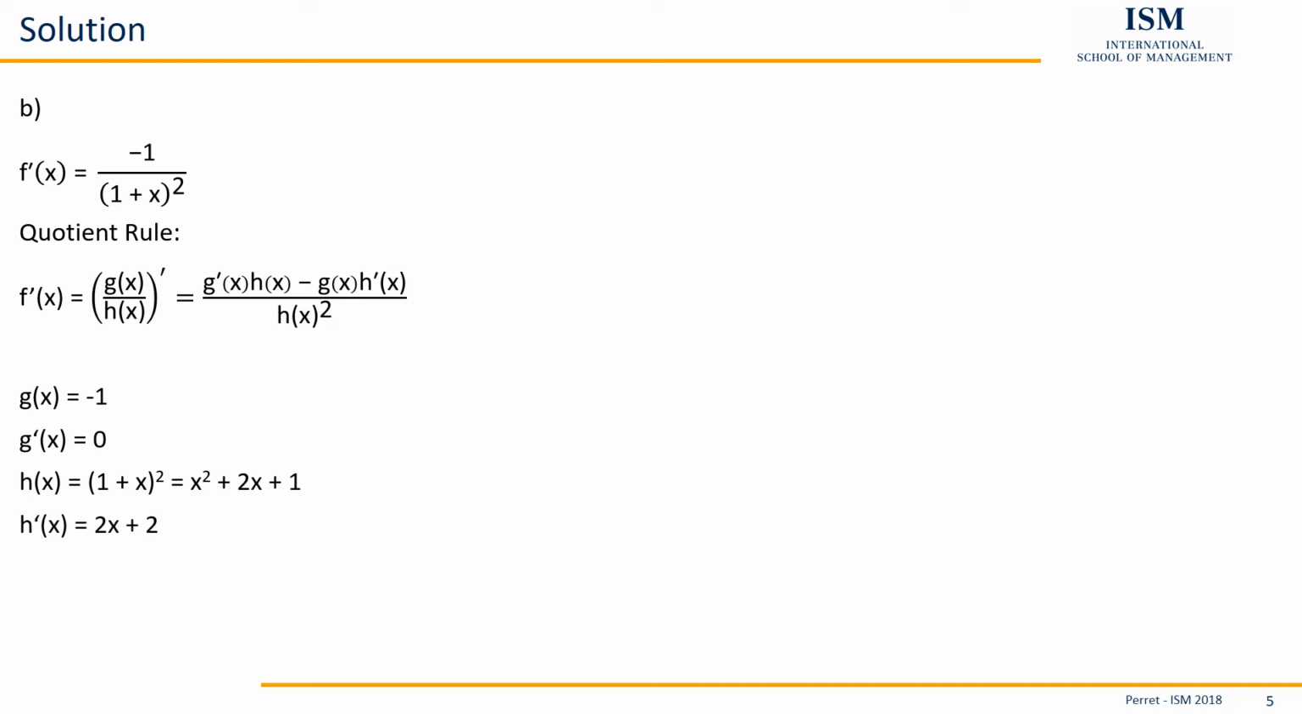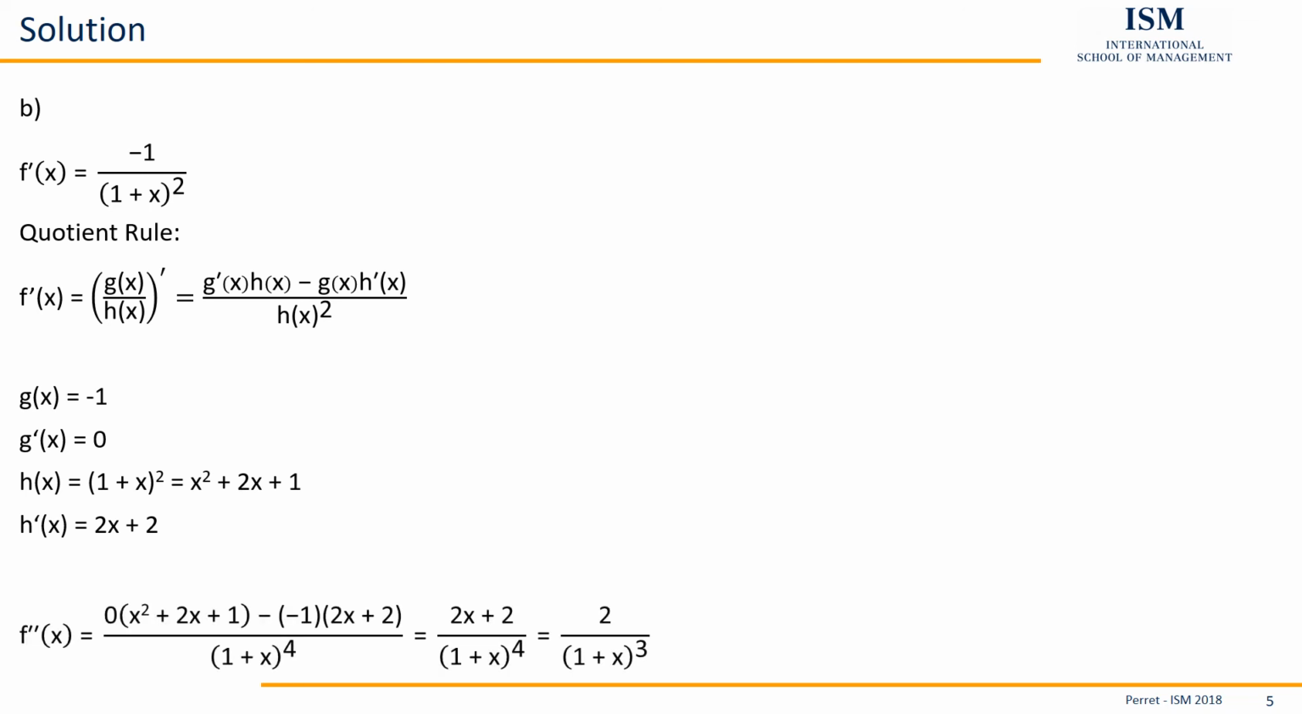So we combine this again. So again, the derivative of g being 0 times h, so this is omitted, minus, then we have g, so minus 1, times 2x plus 2, so it's only 2x plus 2 above the fraction line. And below we have h squared, so instead of 1 plus x to the power of 2, we have 1 plus x to the power of 4. This looks here as follows.